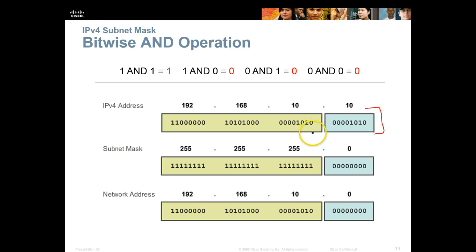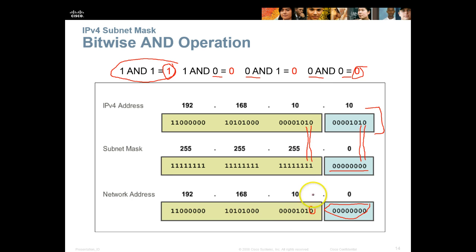By doing a Boolean AND, if there's two 1s in the expression, then the result will be 1. But if there's a 0 anywhere in the expression, any of the operands are 0, the result will be 0. And therefore, in the subnet mask, because we use 0 to represent the host portion of the address, anytime we AND that, whether it's a 0 or 1, we're going to get a result of 0. So we're able to filter those out.